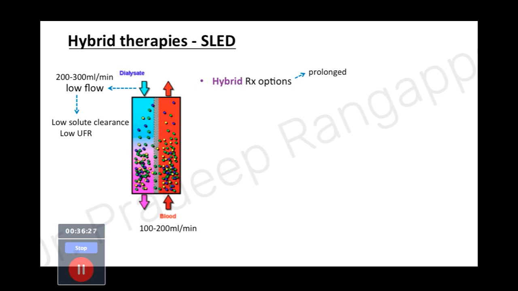And the advantage of SLED is you can prolong it. SLED typically happens over 6 to 8 hours. You can prolong it even to 12 hours, and you can convert it into even CRRT if need be. You can convert it for an extended period, so it becomes very similar to CRRT. It can be taken up for prolonged periods of time to have more clearance, and it can even be done as a continuous process.